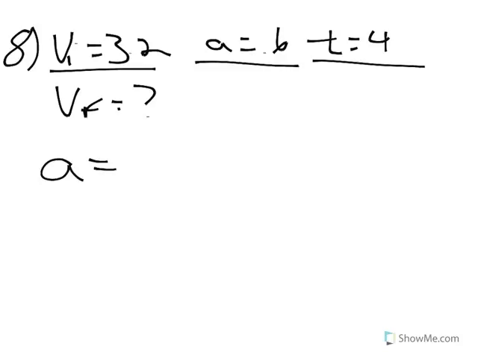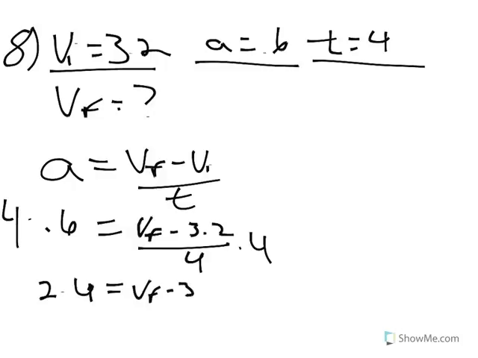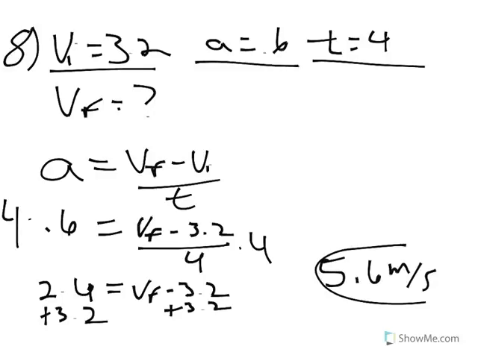So again, we're using A equals VF minus VI over T. And you're just going to plug it in. 0.6 equals VF minus 3.2 over 4. We got to get 4 out of the bottom first. So we're going to multiply both sides by 4. 2.4 equals VF minus 3.2. Then we have to add 3.2, add 3.2, and we end up getting 5.6 meters per second for the speed.